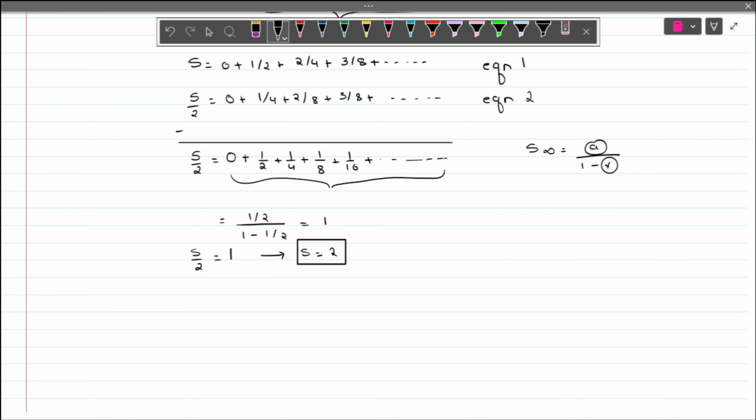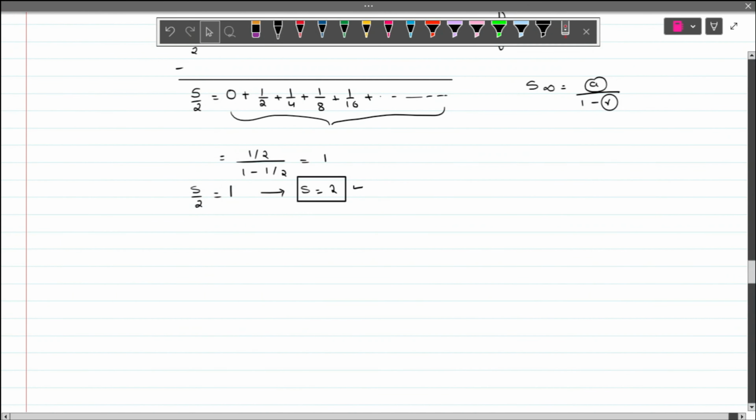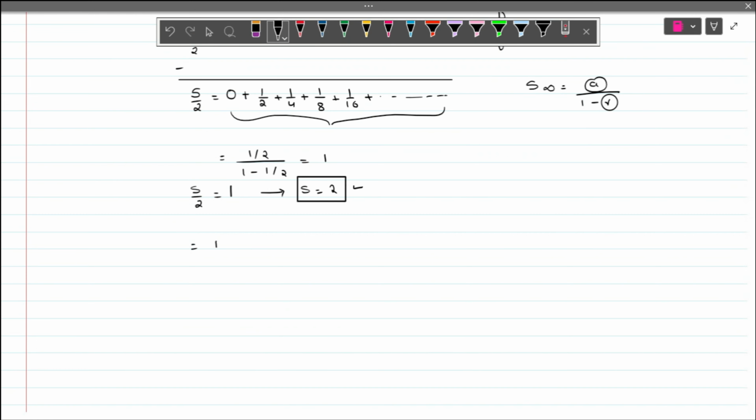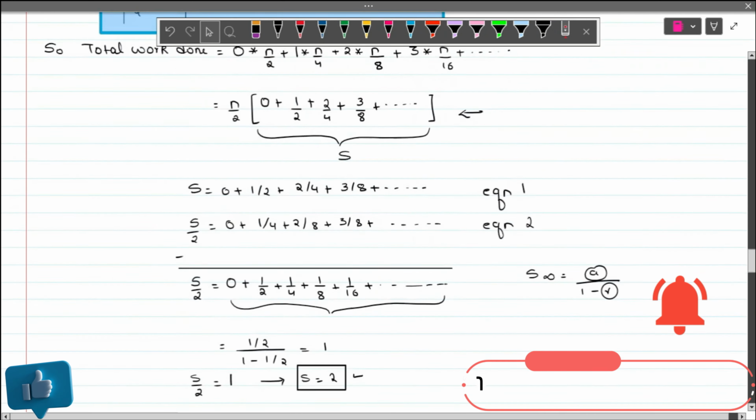Right. Now we have to put the value of S in this equation. So the total work done will be n by 2 into S. There will be n by 2 into 2. This will be n. So the total work done will be order of n. So the time complexity for building a Max Heap is order of n, not n log n.